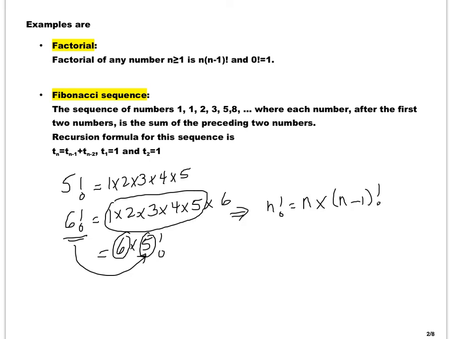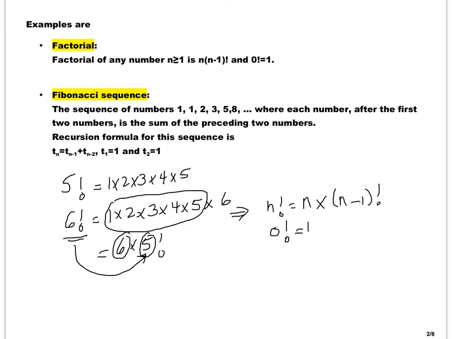But factorial has to have an ending point here, and the ending point for this definition for factorial is that we define 0 factorial to be 1. This way the definition is going to stop, otherwise this is going to continue forever.